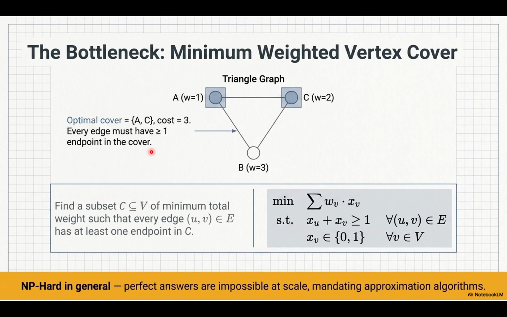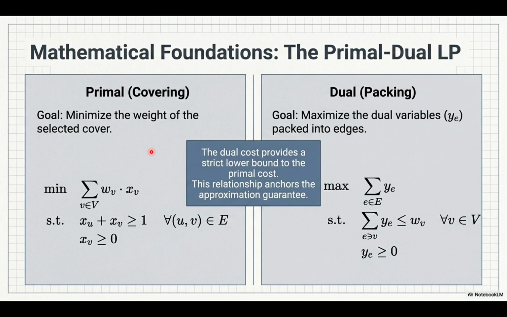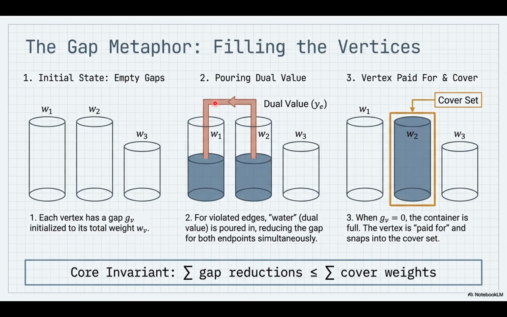Which brings us to the first major strategy from the decks. The primal dual LP formulation. Which gives us a deterministic 2 approximation, right? Yes. But instead of getting bogged down in linear programming matrices, the source offers this really elegant gap metaphor to explain it. Imagine every vertex in the graph is a physical container. Okay, I'm picturing it. The total capacity of that container, the gap, is initialized to equal its weight. So go back to your triangle. Vertex A is a container that holds exactly 1 unit of volume. And B holds 3 units, C holds 2. So they all start completely empty.